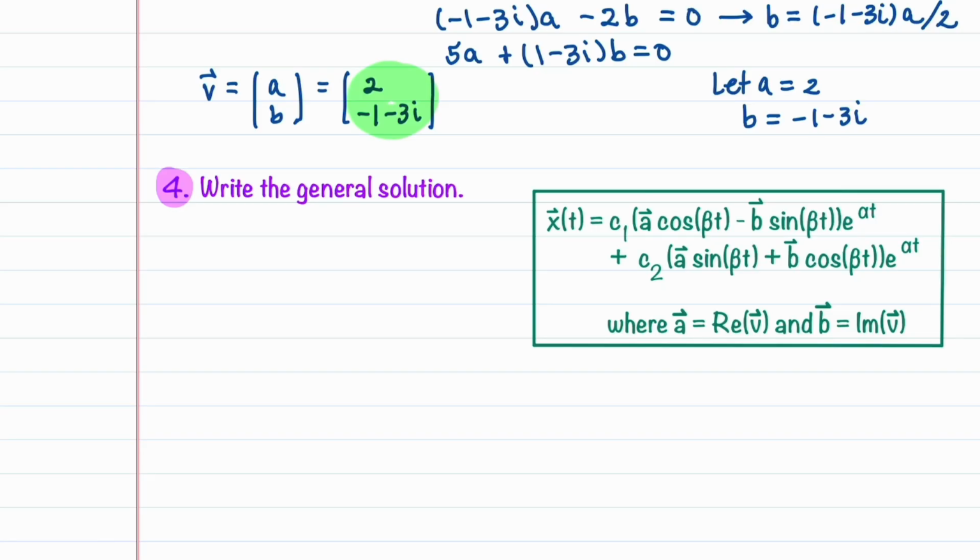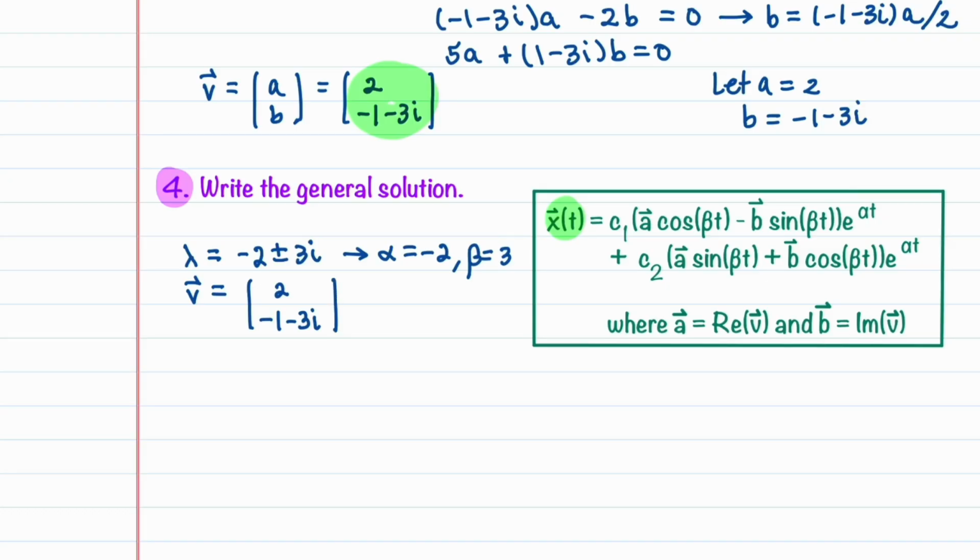Now we're at our final step, and that is to write the general solution. Over here on the right, I've written down what the general solution looks like for when we have complex eigenvalues. In our solution, we found that lambda was equal to -2 plus or minus 3i. So that means that alpha is -2 and beta is equal to 3. Let's also write down our vector v, even though it's right up there. This way we'll have it all together. We have 2 and then -1 - 3i.